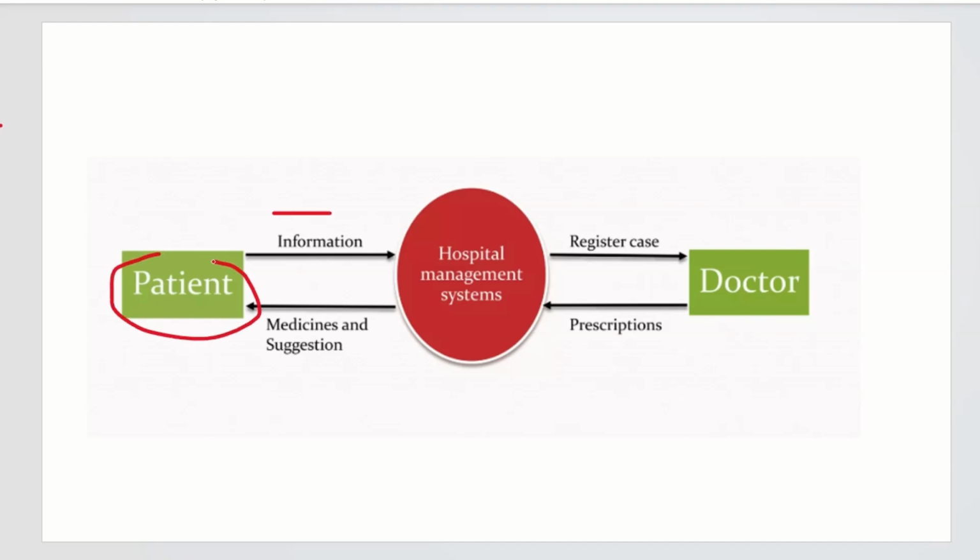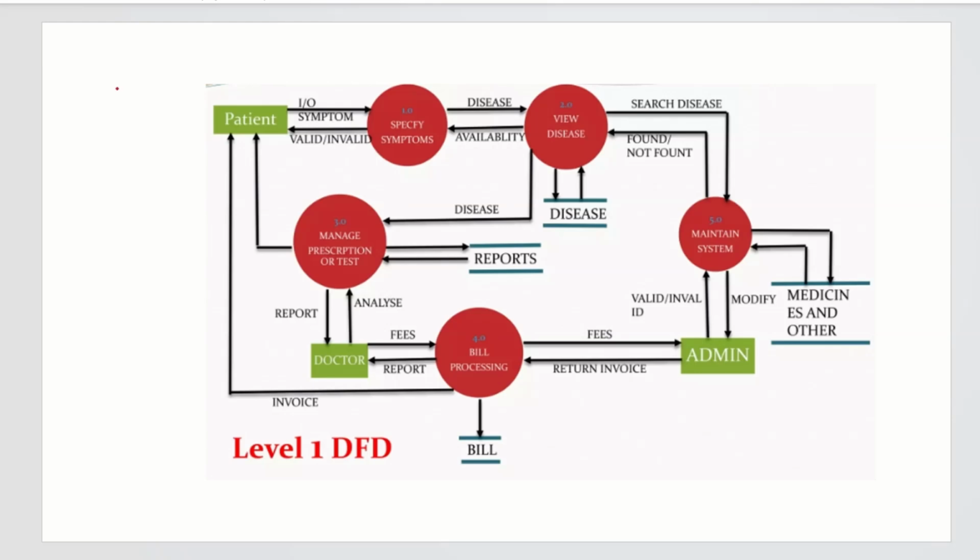The information flows from the patient to the hospital management system, and then the hospital management system will register the case and assign a doctor to the patient. Next, from the doctor, the patient will get the prescription, and from the hospital management system, the patient will get the medicines and the suggestions. Medicines and suggestions means most hospitals also serve medicines, and the suggestions they get from the doctor. So it is showing the flow like this.